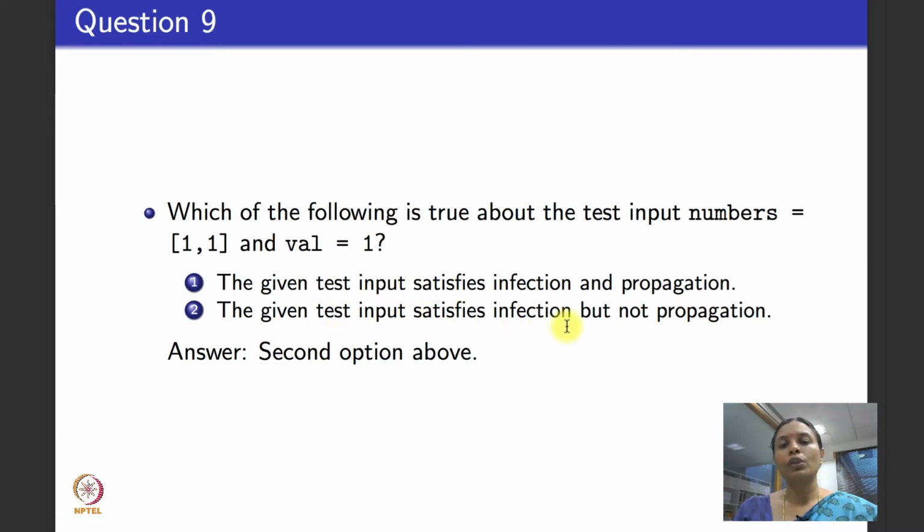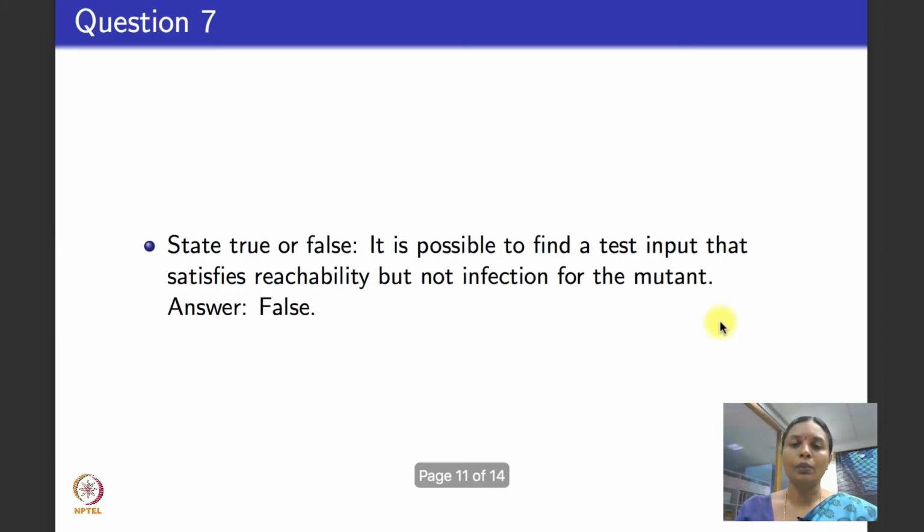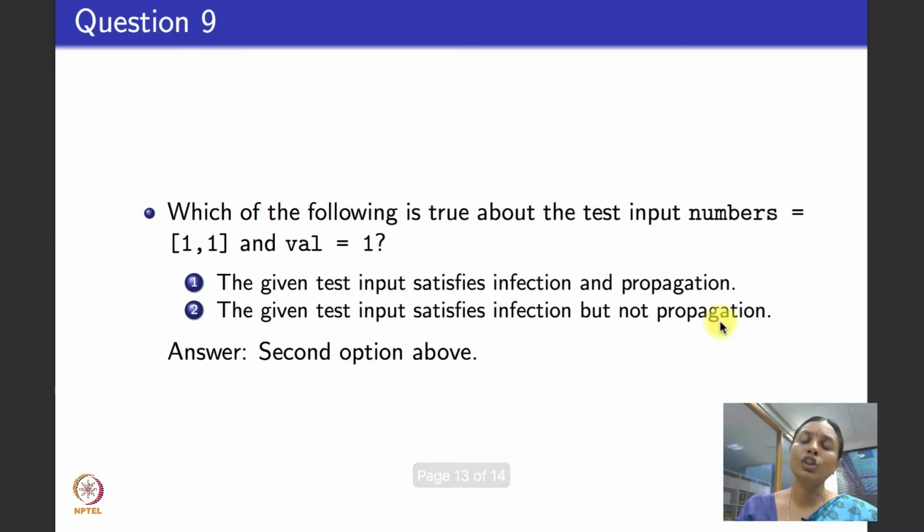The given test input satisfies infection but not propagation. As we told you, every test input will satisfy infection. That's what the question number 6 says. Every test input will satisfy reachability and infection between question number 6 and question number 7. What it says is, which of these make propagation true.